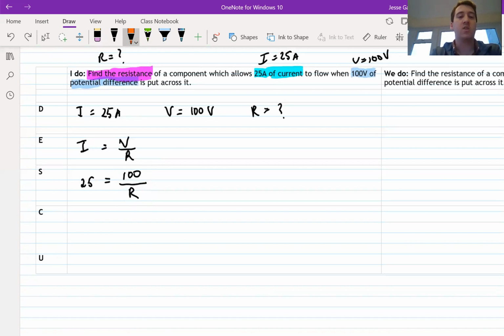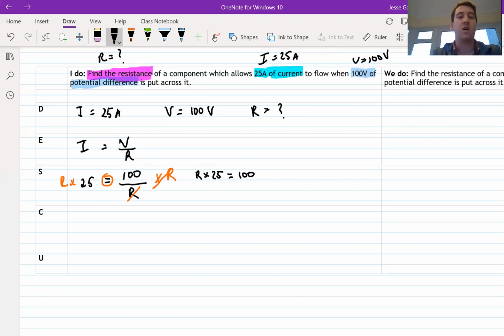Now, if I want to stop 100 from being divided by R and just get 100, then I'm going to multiply 100 over R by R. That's going to get rid of the R in the denominator here. But because this is an equal sign, I have to do the same on the other side. So I have to do R times 25 as well as R times 100 over R. So bear with me. I know this is definitely the hardest one, so stay with me. That's going to give me R times 25 equals 100.